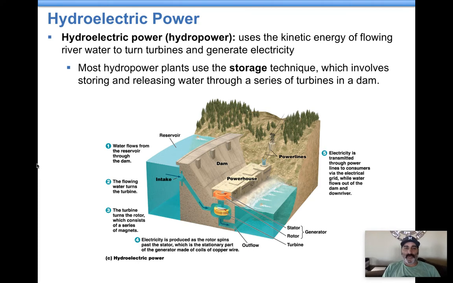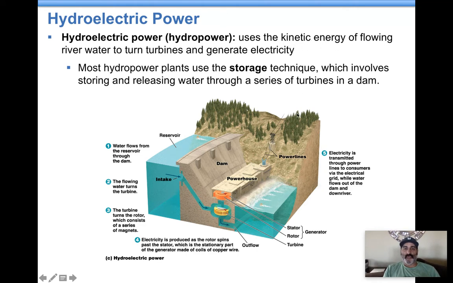We're now going to talk about the other alternative to fossil fuels. The primary alternative is hydroelectric power. This is one of the main ways we produce renewable energy in the United States. Hydroelectric power means using the movement of water. What's a fancy word for movement? Kinetic energy, the energy of motion.